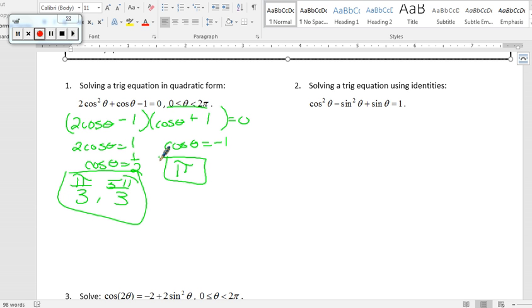Okay, looking at problem number 2, I've got cosines and sines. So I'm going to take out this cosine squared theta right here and replace it with 1 minus sine squared theta. So that was one of our tools to get everything in terms of one trig function. Bringing down the rest of it. Is set equal to 1. These ones on each side here will cancel out. Let's combine up our like terms here.